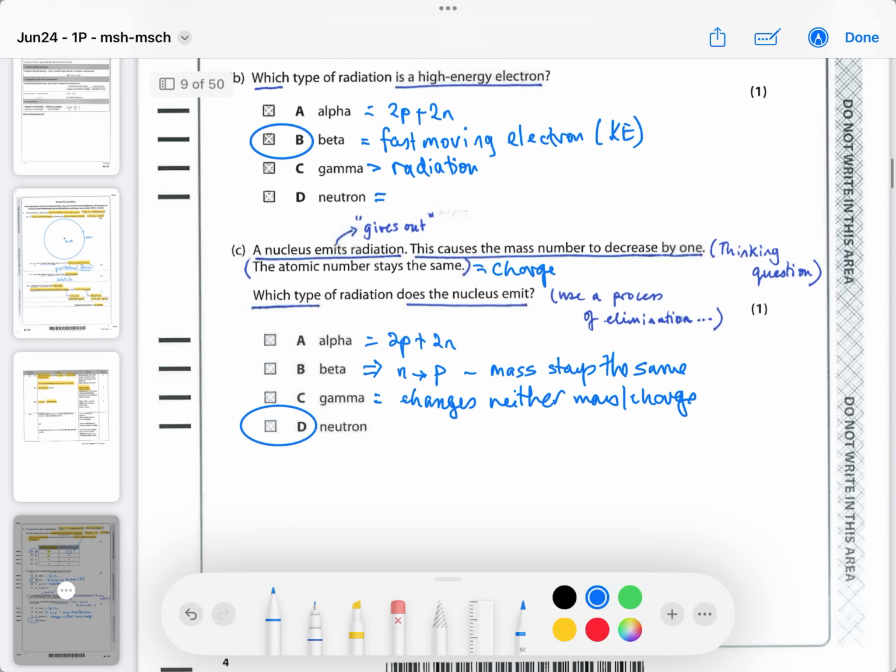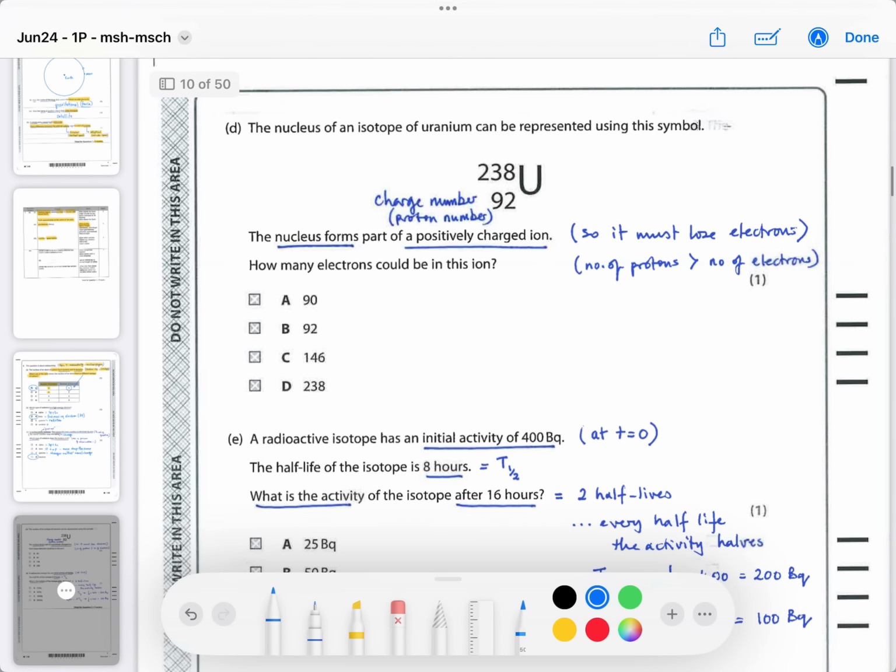More difficult question than the previous two. Here we have a nucleus of an isotope of uranium-238. Yeah, and this is how you can represent it. It's the same 2 numbers you find in the periodic table. The top number is the mass number, the bottom number is the proton number. This nucleus forms part of a positively charged ion. So to become an ion, it must lose electrons. Remember, when you lose electrons, it becomes a charged particle, and that's what we call an ion.